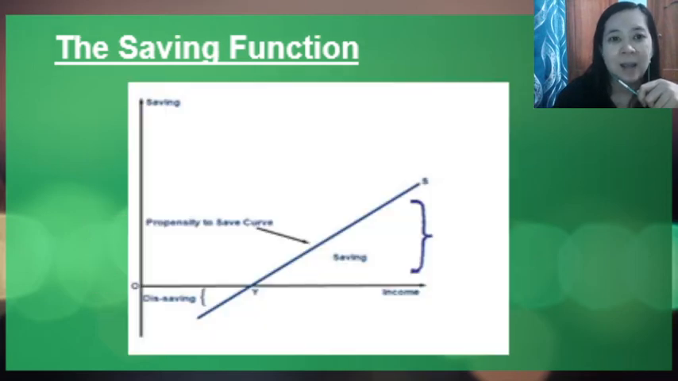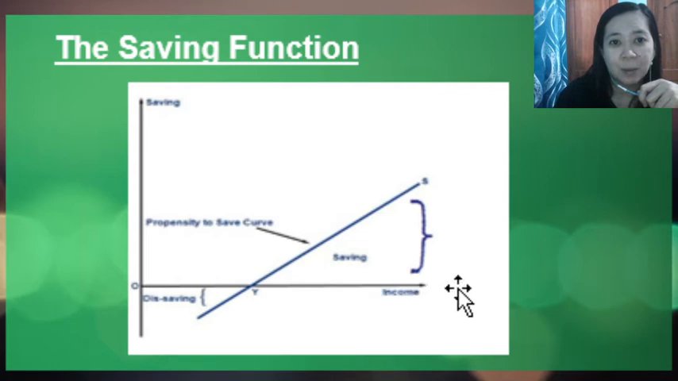So basically this concept is projected in this illustration. We plot here the level of income and your savings. Of course, as mentioned a while ago, as your income increases to the right, your savings also will increase.